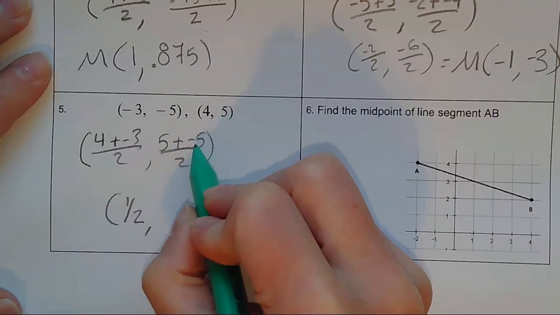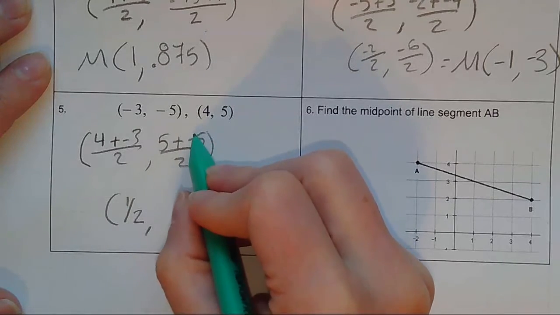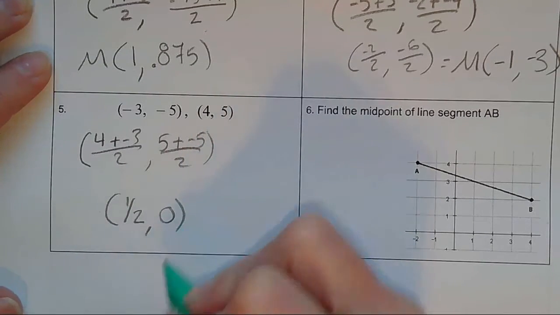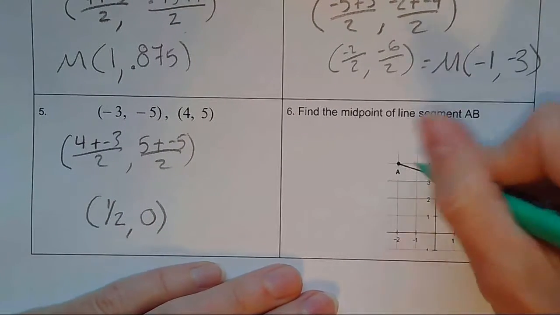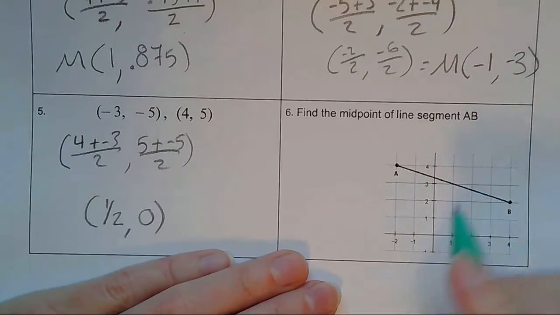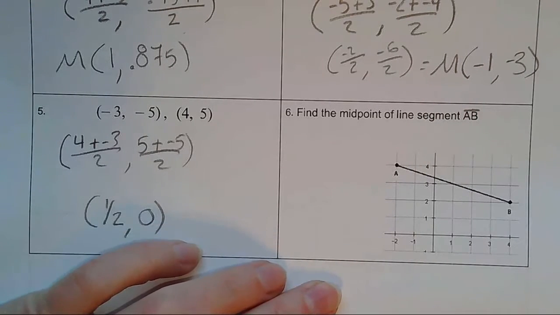5 plus -5, those are additive inverses, so it's going to cancel out. So that's a 0. 0 divided by 2 is 0. So 1/2, 0. All right, and then you might have one that has some sort of line segment, segment AB. It really should have a little line right there. That's when you go to geometry. All right, find the midpoint.